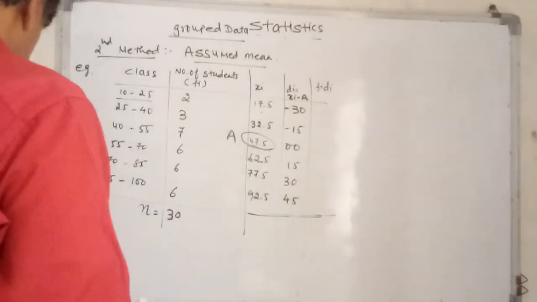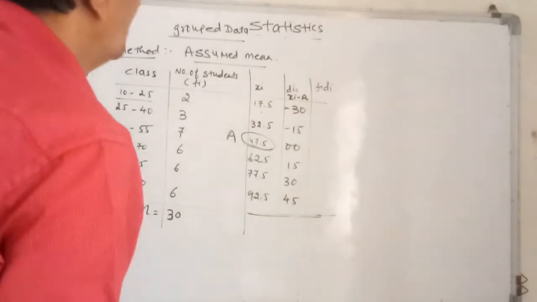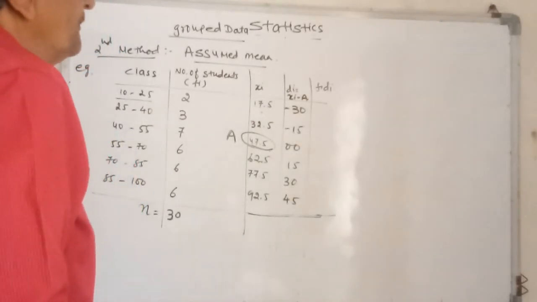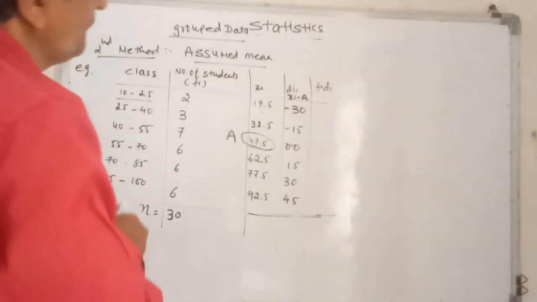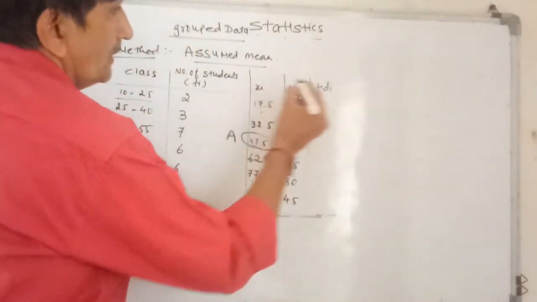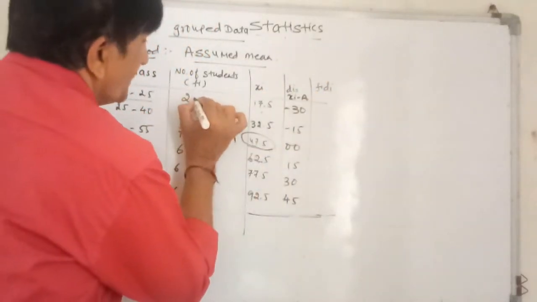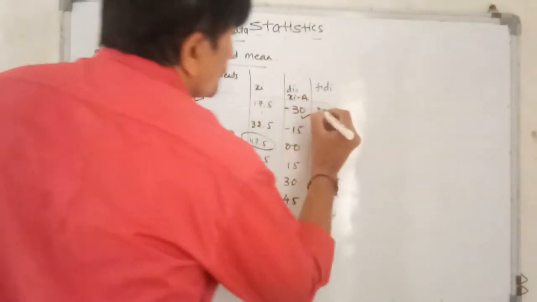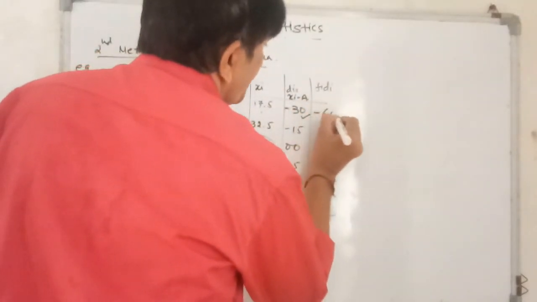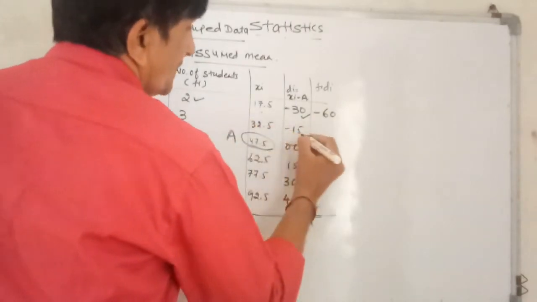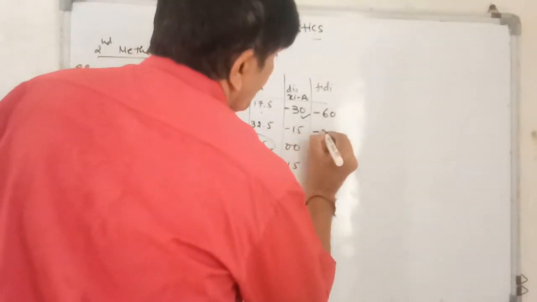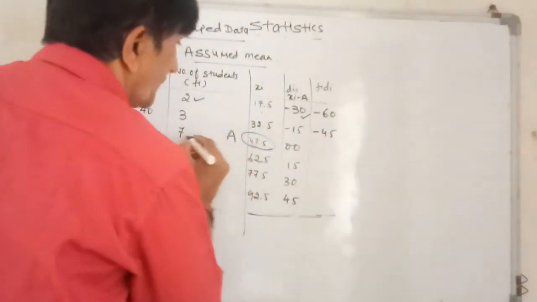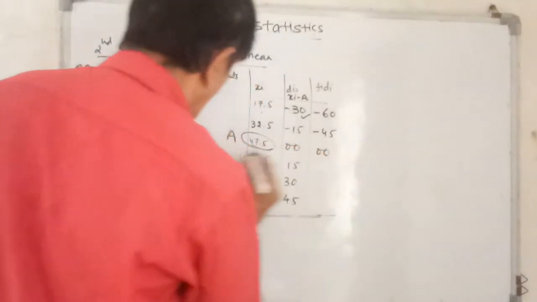So now see here, now fi di, so this is your fi and this is your di. Minus 30 into 2, so it is minus 60. 3 multiplied by minus 15, minus 45. This is 0.